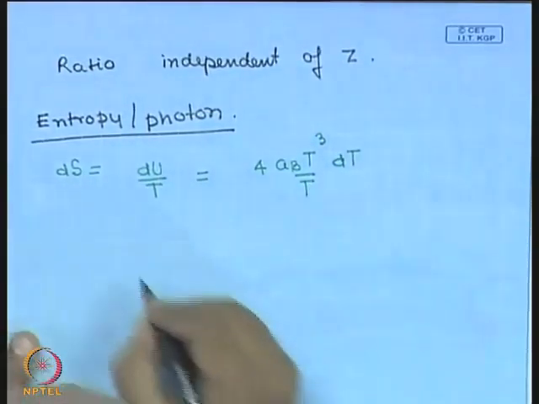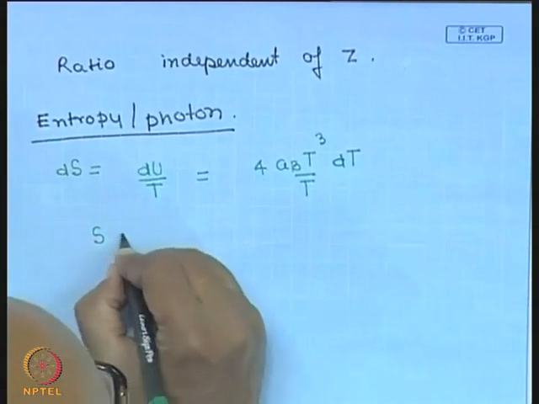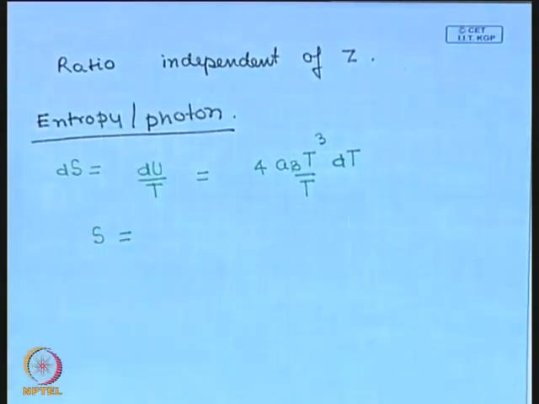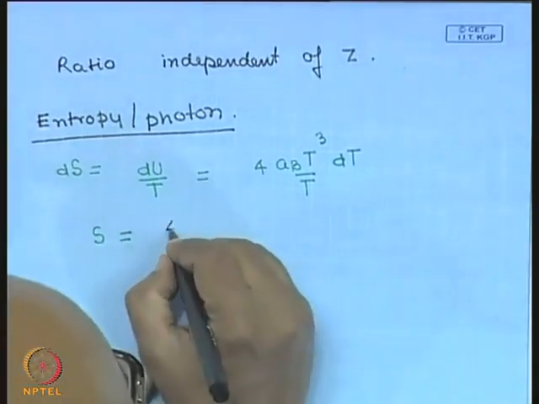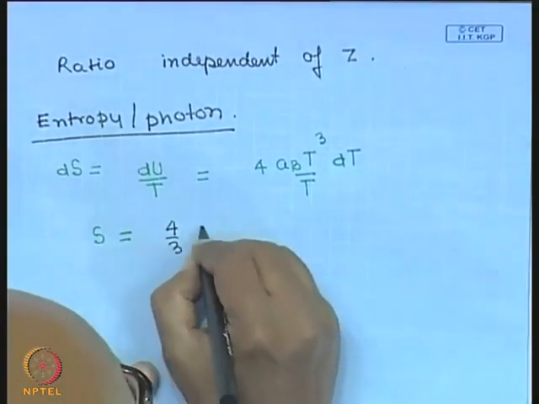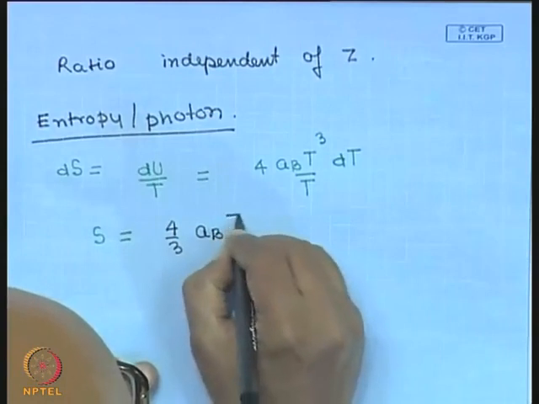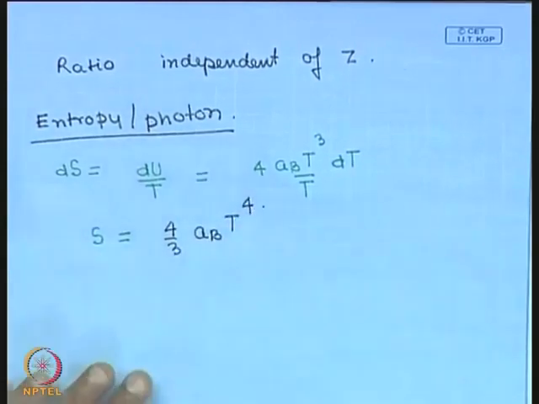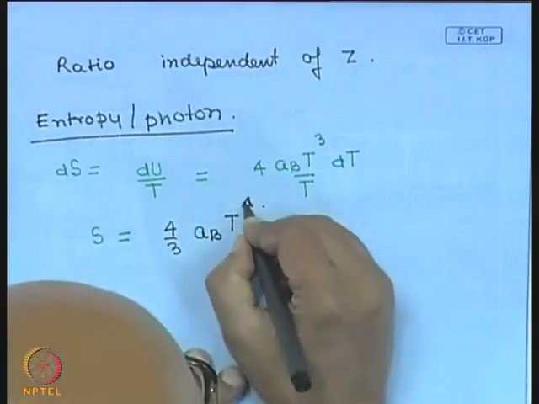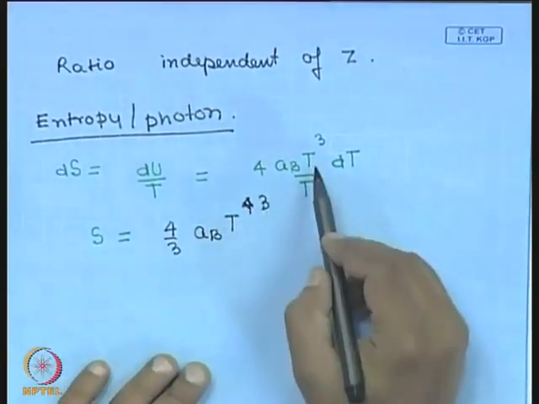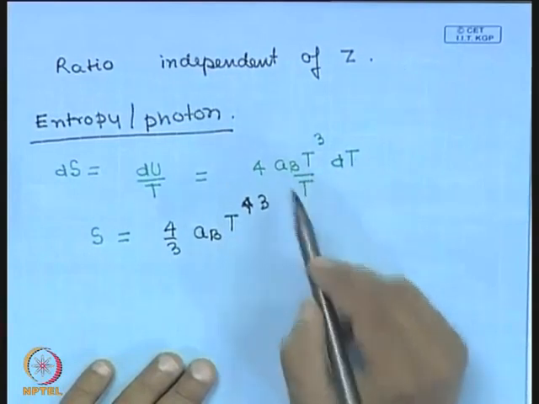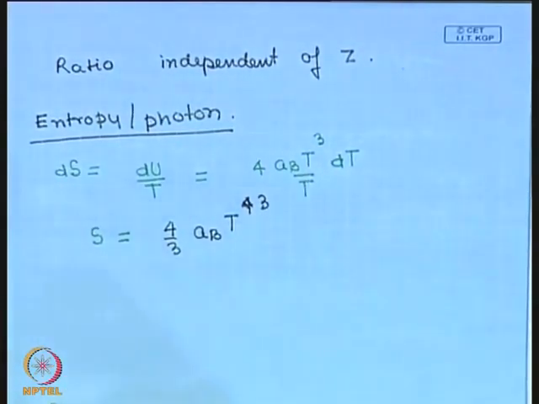And if you do the integral, you find that the entropy per unit volume turns out to be 4/3 A_B T to the power 4. Oh, sorry, T to the power 3, because there is a 3 here, and then if I integrate, I get 4/3 A_B T to the power 3. That is the entropy per unit volume for the CMBR.